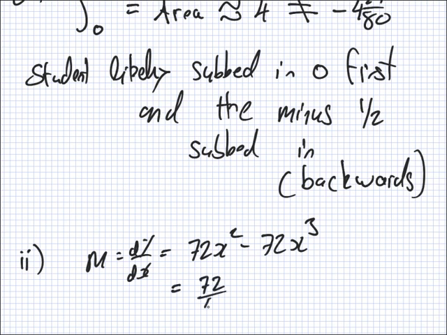So that's 72 over 4 minus 72 over 8, which is 72 over 4, which is 18. No, I've gone off by 2. I've gone off by 2. Oh, sorry, 72 over 8, not 4. And 72 over 8 is 9. But I was supposed to get minus 9.